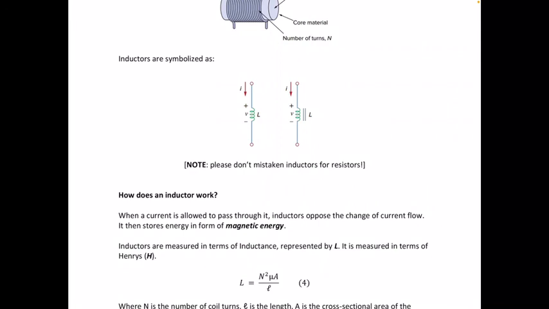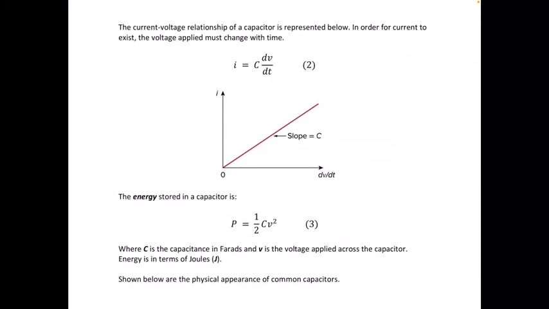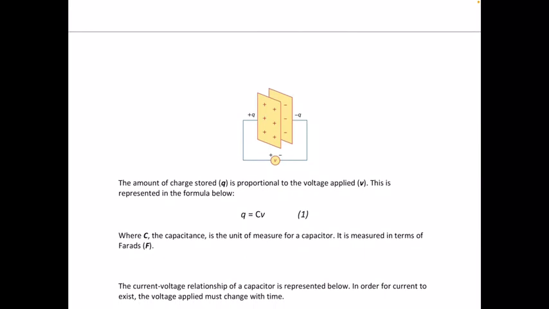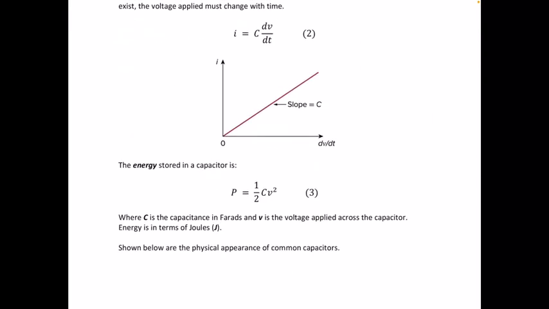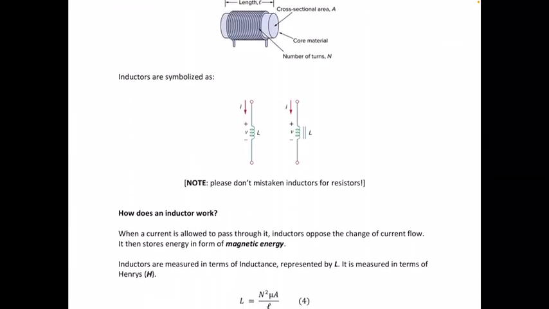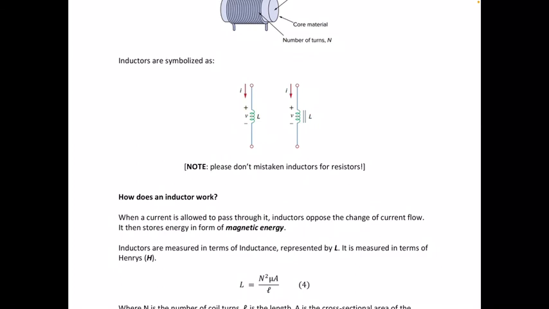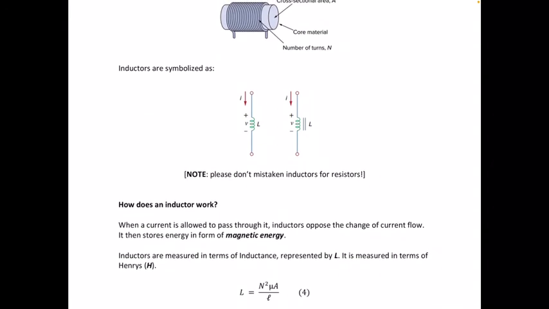Inductors are measured in terms of inductance, represented by letter L. It is measured in terms of henries. So if capacitor is measured in capacitance in terms of, what was that again? In terms of farads. So we owe that from Michael Faraday. Inductors are measured in terms of henries. So that Henry is another scientist. I can't really remember his full name, but the measure for inductance is owed to him.